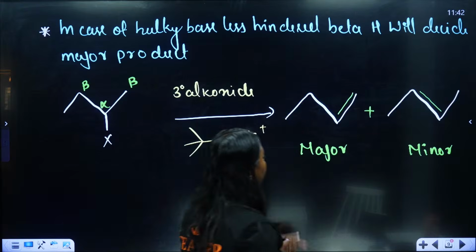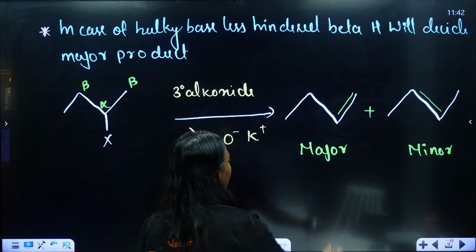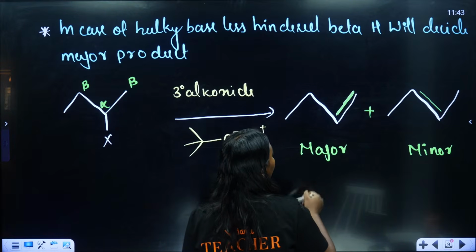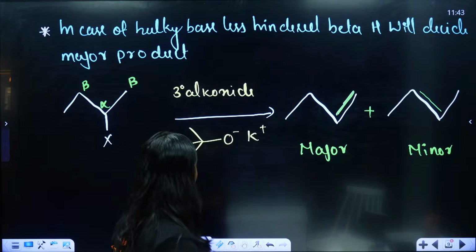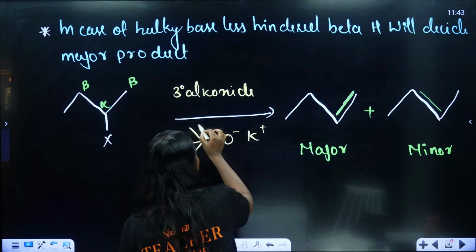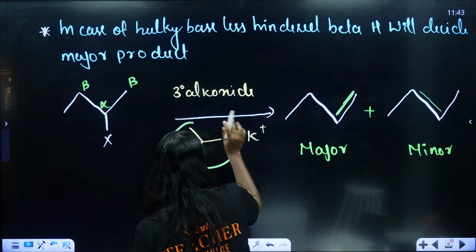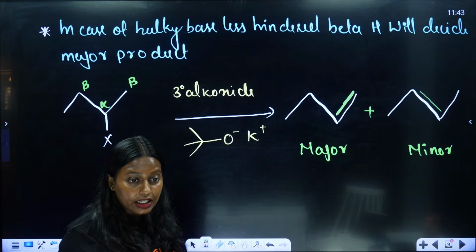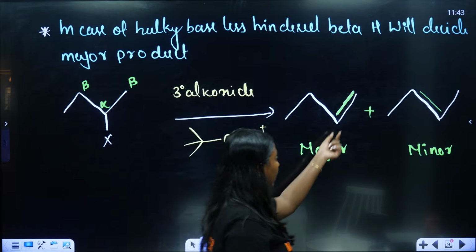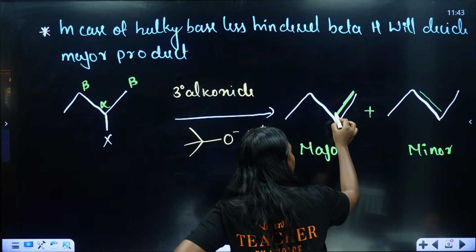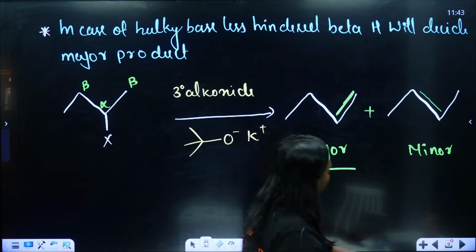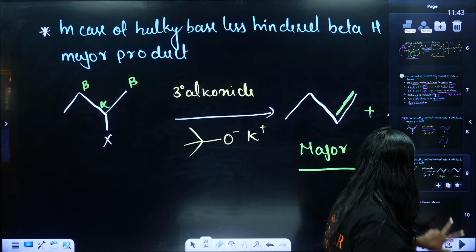So here you can see the major product is this double bond. Why? Because it is a tertiary, it is a bulky group. When a bulky group is involved, you can say that this is the major product.